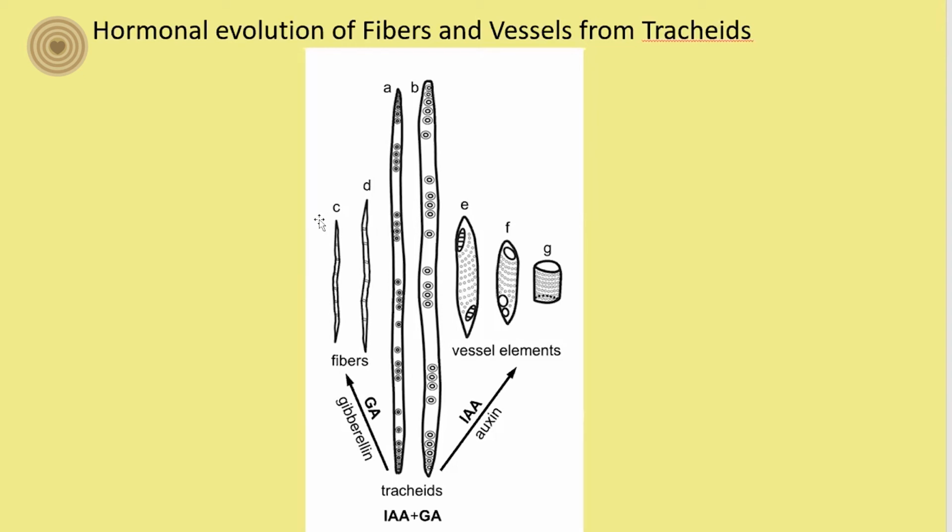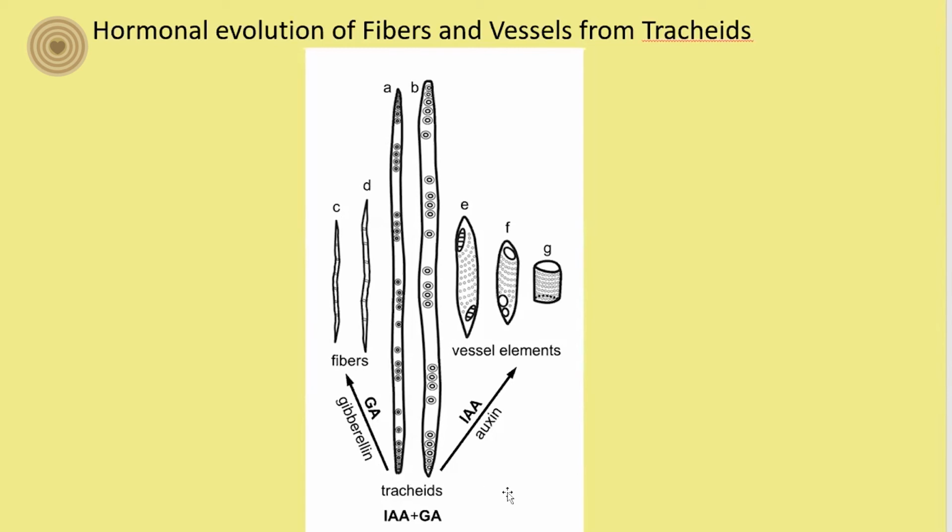And what we can see from what I've shown you is that young leaves produce one signal, which is the specific signal that produces the vessels. Mature leaves produce another signal, which is gibberellin, that produces the fibers. And in conifers, we have the combination of both signals, auxin and gibberellin, that induces the tracheids.